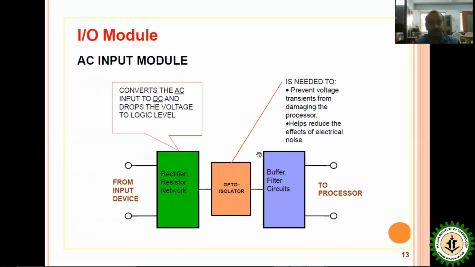Similarly, the AC input module consists of a rectifier and resistor network. It converts the AC input to DC and drops the voltage to the logic level. If the input signal coming from the field is AC, then the rectifier and the resistor network will be required at that end.